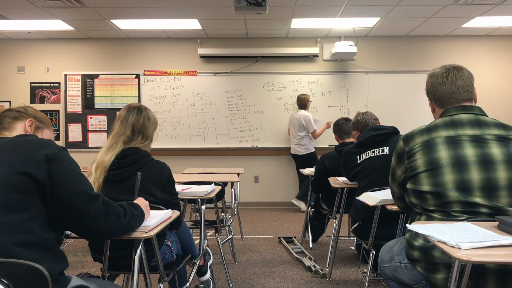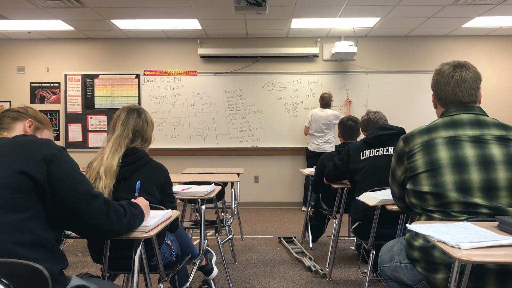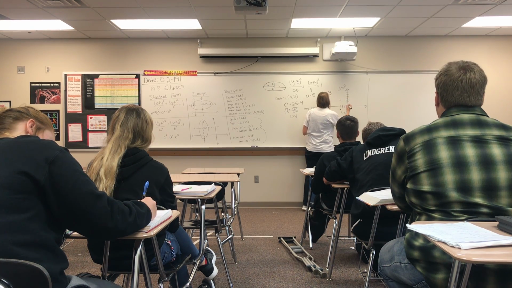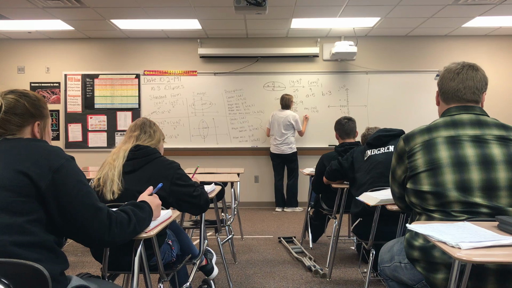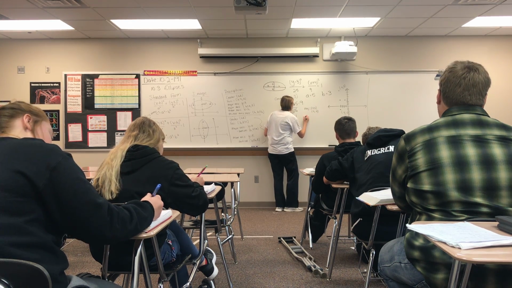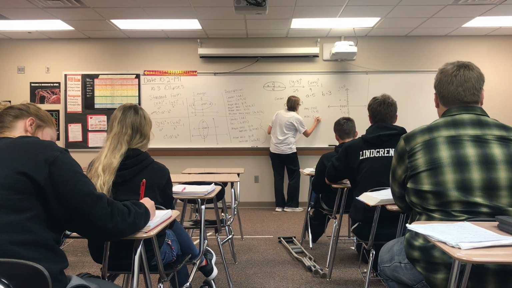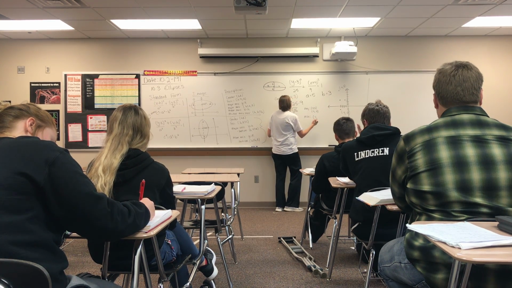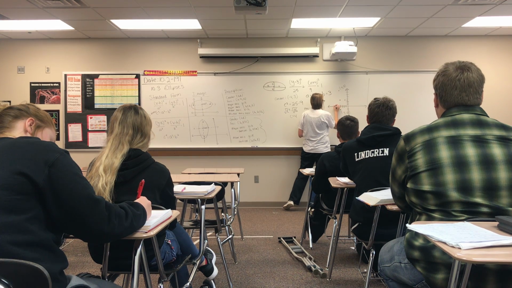Okay, so how many units am I going to go left and right? 3. Okay, so if I count over 3, I'm going to be at -1. I went up and down 5, over 3. So my first minor vertex is (-1, 3). And then I have to go over 3 more. So 1, 2, 3.